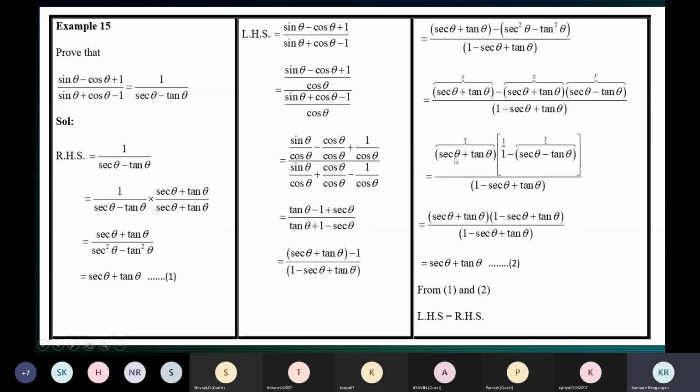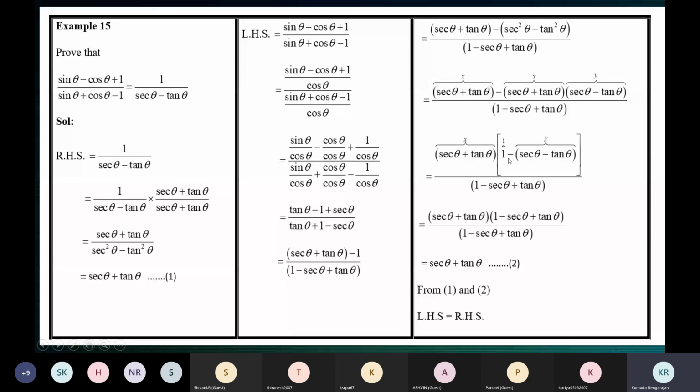What is out common into 1? x into 1 is x. x into y is xy. So we take out x common because x is common between these two terms. x is common, x out. x into 1 will give us the first term.